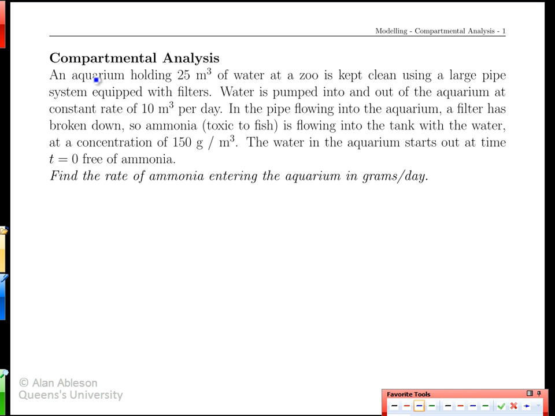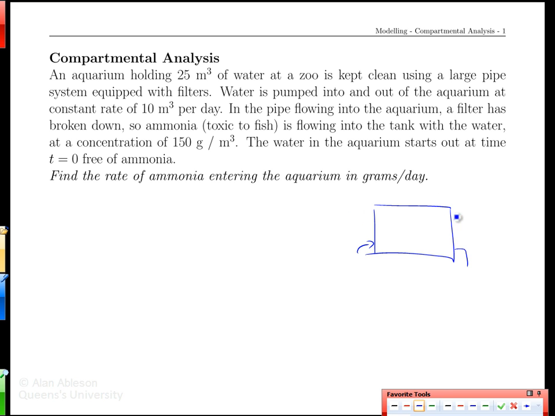We now consider a modeling application, which is probably more closely related to chemistry, though there are similarities to biomedical applications as well. We're going to consider an aquarium, a big aquarium. It's one that holds 25 cubic meters of water, so quite a sizable one, zoo scale. And what happens with this aquarium is that the water is going to be pumped out, run through a filter, and then pumped back in.